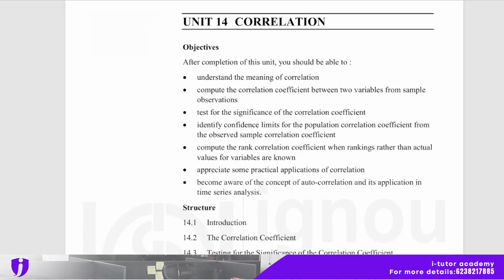In today's session, we will start with Unit 14 MMPC005 correlation. So let's see the objectives of this unit.